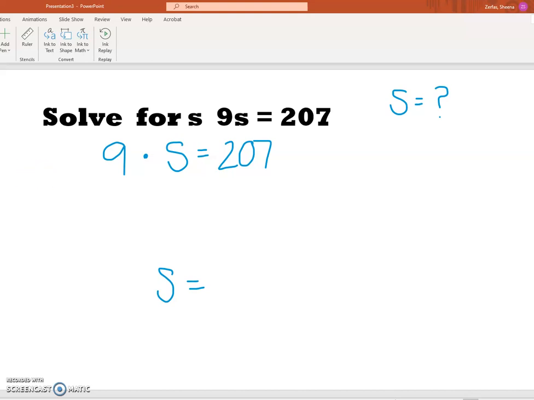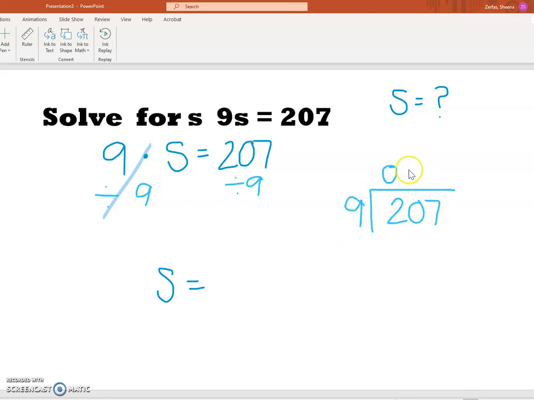times 9. When you're solving an equation, you're going to do the opposite operation. So if you see the variable being multiplied, you're going to divide. Okay. Division and multiplication are opposite of each other, which means they'll cancel each other out. So this times 9 and divide by 9 cancel out, leaving the variable s all by itself. However, an equation needs to stay balanced, so I'm going to divide on both sides of the equation.